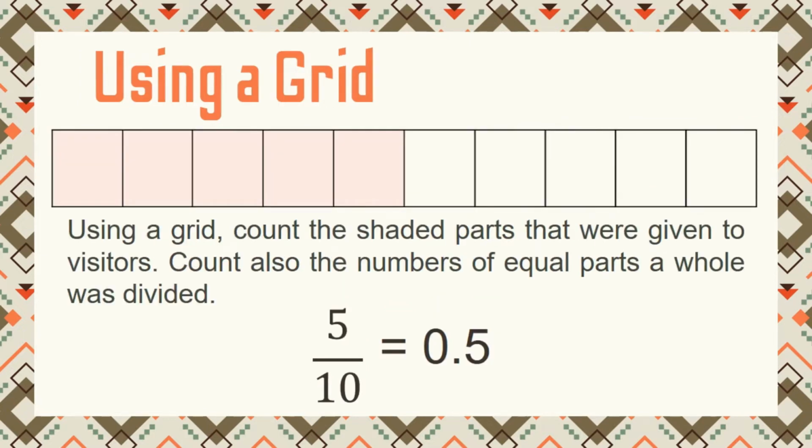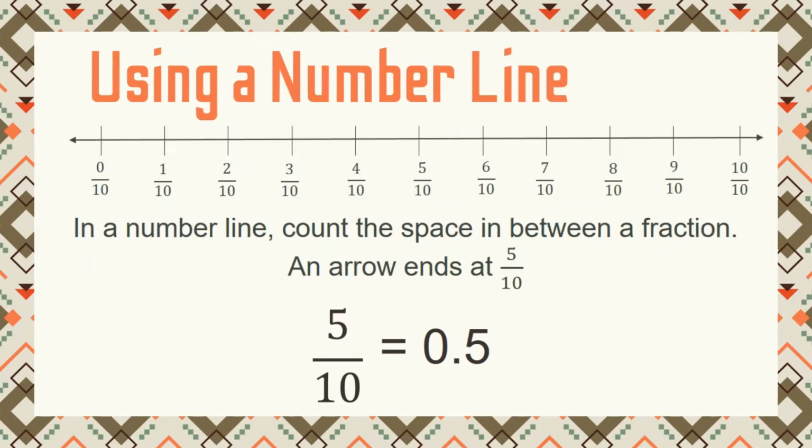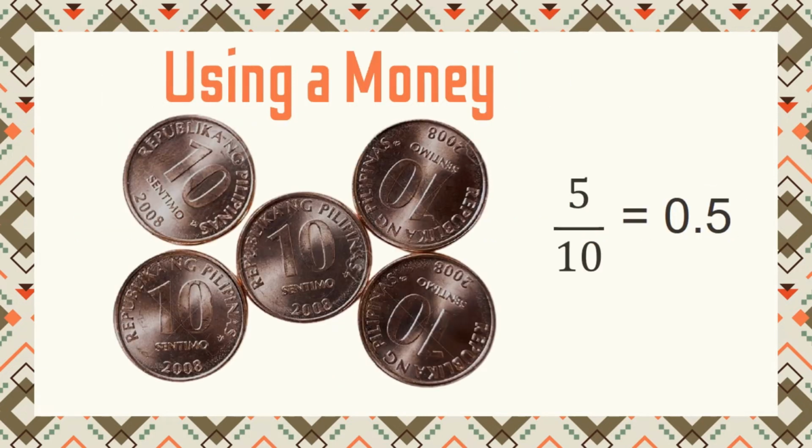Using a grid, count the shaded parts that were given to visitors. Count also the number of equal parts into which the whole was divided. Using a number line, count the spaces in between. An arrow ends at 5/10. Lastly, using money, we can visualize 5/10 by using 5/10 centavo.